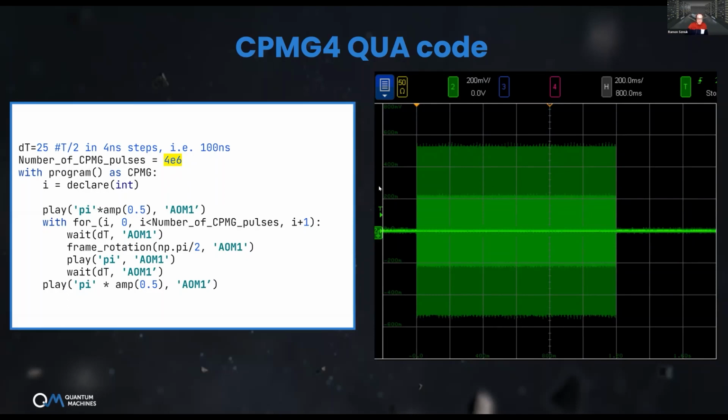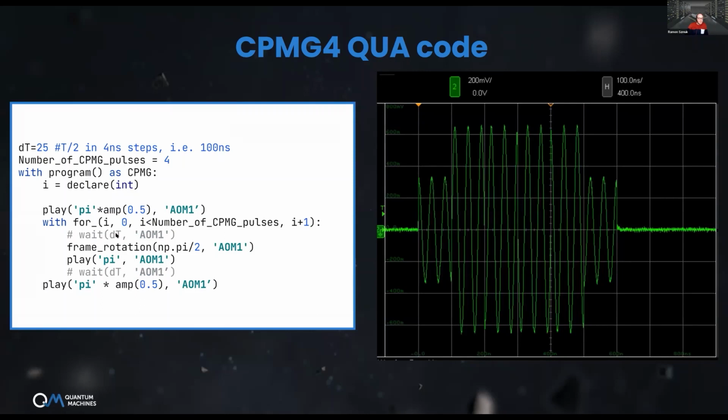Because it's not an AWG, I'm not storing anything in memory. I'm generating the waveforms on the fly in the pulse processor. If I would comment out this wait, then yes, there will be no dead time in between pulses. This is just to show you that these frame rotations are done with no latency, with no dead time. So you can see this Y pulse is being phase shifted by pi over 2 every 100 nanoseconds here, and not phase shifted at the end.